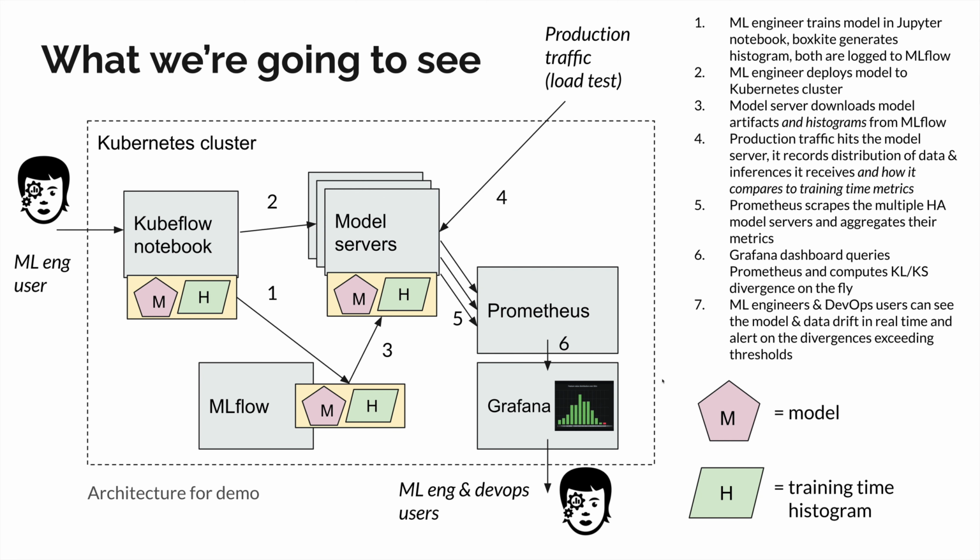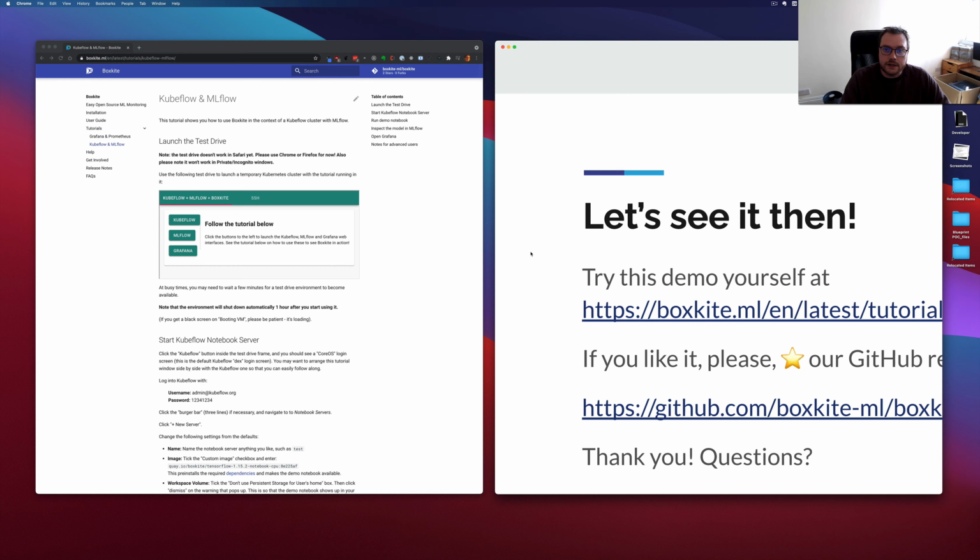So I'm going to show you a really quick demo of this in a real-life scenario. This is a production-ready MLOps stack that uses Boxkite. We have a machine learning engineer who's going to train a model in a Kubeflow notebook. They're going to push that model along with the histogram that's generated into MLflow to keep track of it. They're then going to deploy 3 model servers to Kubernetes that are going to fetch the models and the histograms from MLflow. Those models are going to be monitored by Prometheus, and then the ML engineer and the DevOps team can keep track of the behavior of the model in Grafana. So let's go ahead and see the demo.